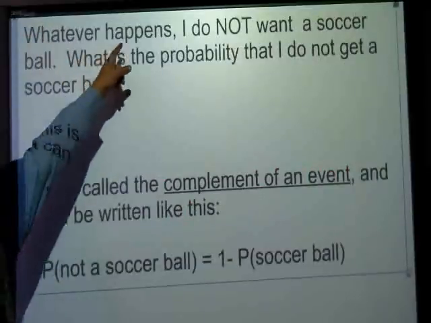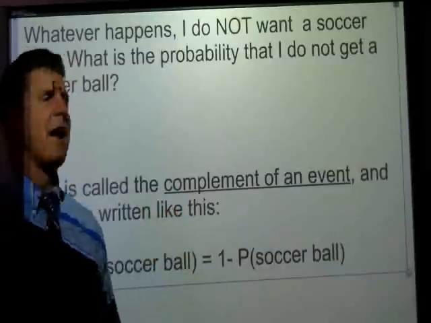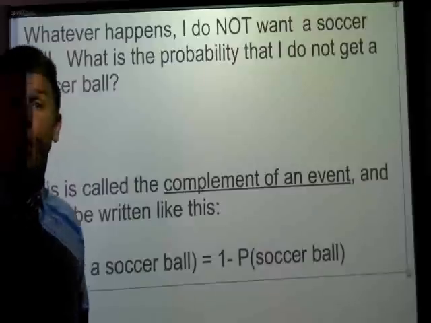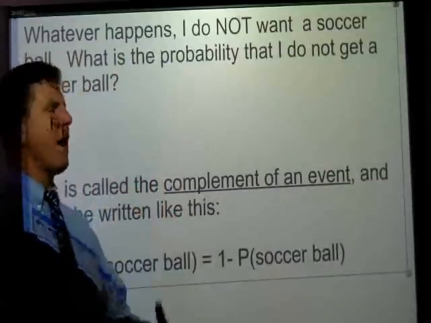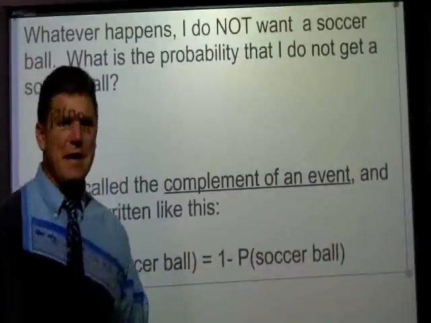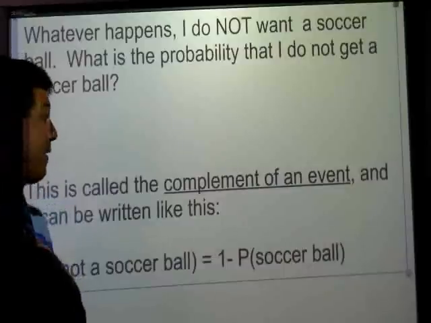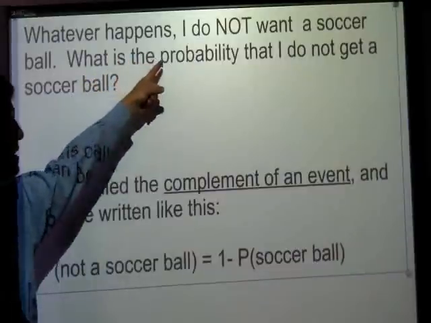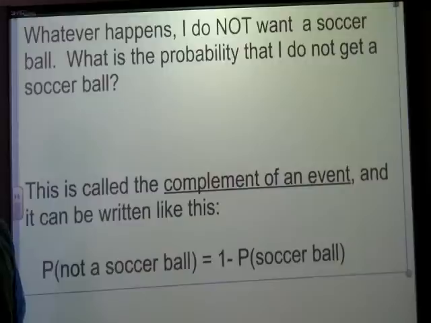Now, let's say that I'm in line and I'll take a basketball, a volleyball, whatever other ball was there, I can't remember. Kickball, kickballs are cool, but I don't want a soccer ball. The soccer balls we have are not really good and they kind of hurt my feet, the air is not good, I just don't want a soccer ball. But I don't have any say in the matter. I get whatever the teacher gives me. So whatever happens, I do not want a soccer ball. What is the probability that I do not get a soccer ball?